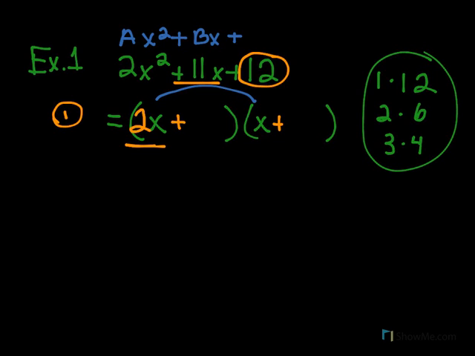Because what happens is, when you do the FOIL, you will have to multiply this number times x, and then whatever number you put here, you will have to multiply times 2x. So let's just pick random numbers. We have to pick random numbers.